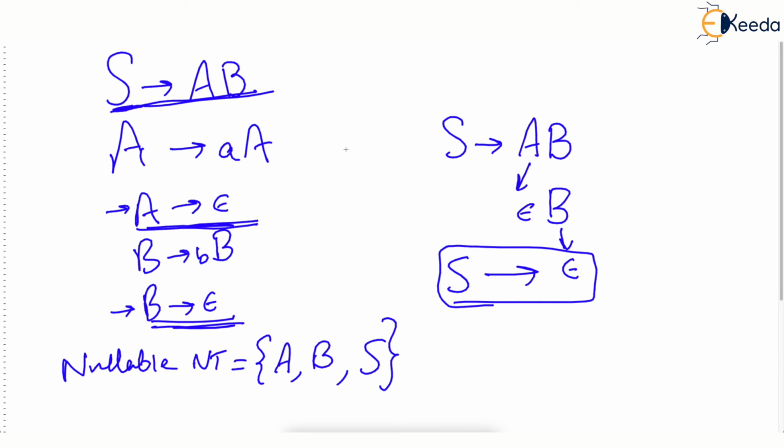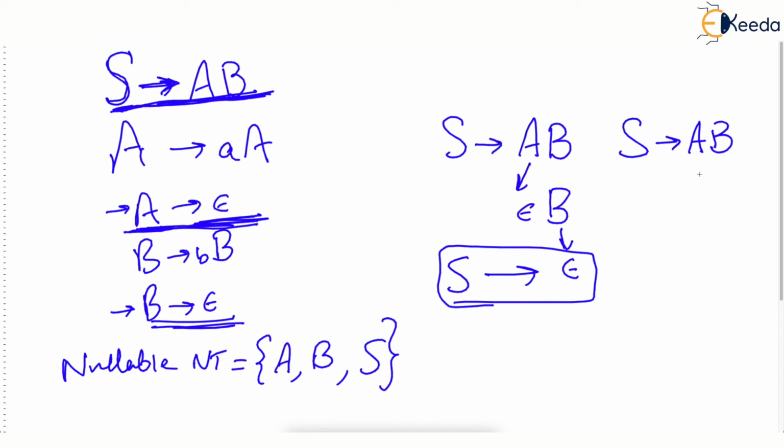Hello, when you are checking for nullable non-terminals, it is not necessary that you will directly get a production of the form that some non-terminal derives epsilon directly. You may have a hidden epsilon production somewhere where everything on the right hand side derives epsilon. So ultimately capital S can derive epsilon. Of course, capital S can derive more things also.